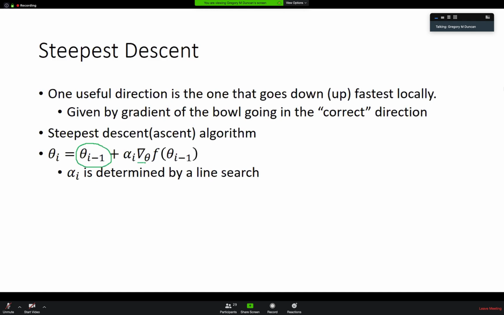So we're going to go in this direction, and we're going to go a step of alpha i, where alpha i is determined by a line search. Then we get our new theta i, and we do it again, and we do it until we stop.